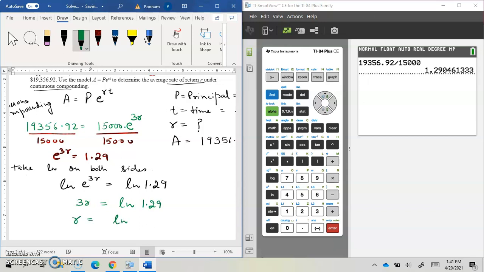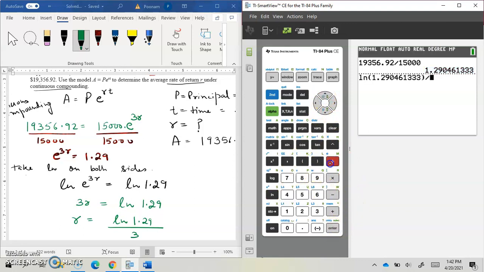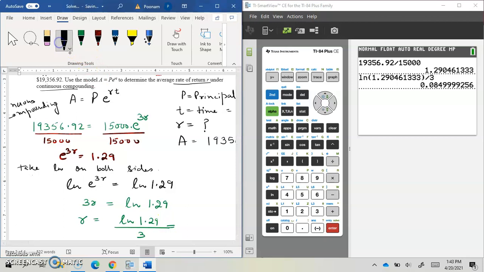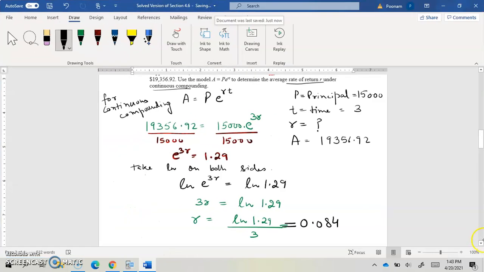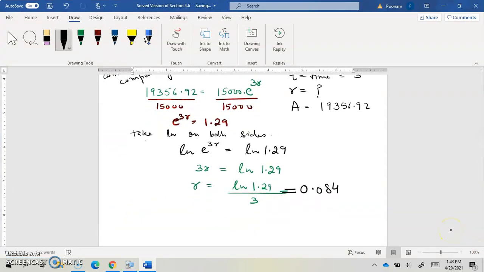r would be equal to natural log of 1.29 divided by 3. Let's calculate that. We have 0.084. So r came out to be 0.084. That is a decimal number. In percentage, r would be 8.4% interest. So how much interest rate are they getting for those 3 years? 8.4% using the given formula.